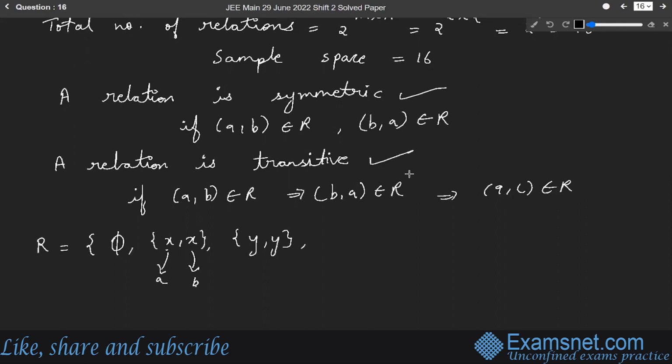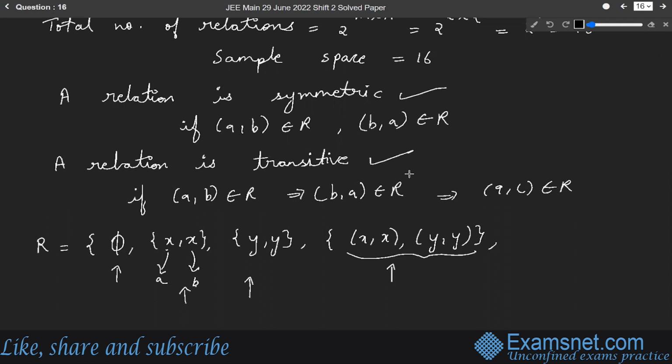Now, if we talk about the double ordered pairs, what will be the double ordered pairs? They will be the pairs which have the same elements but they are together. This whole set is a single set. If we talk about this set, you can see that it is also symmetric as well as transitive. Here AB and BA belong to R and also AC belongs to R, right? Now see, the first condition is for phi, the second condition is for the single ordered pairs, the third condition is for the double ordered pairs.